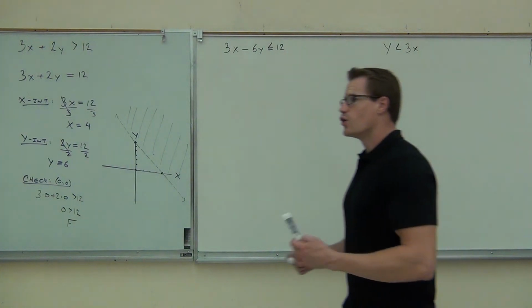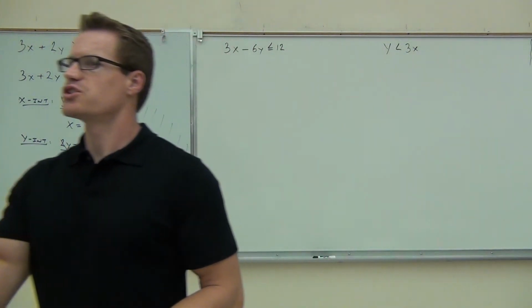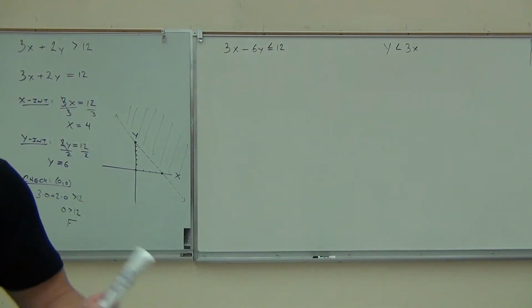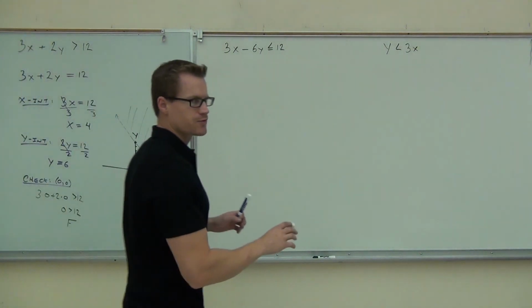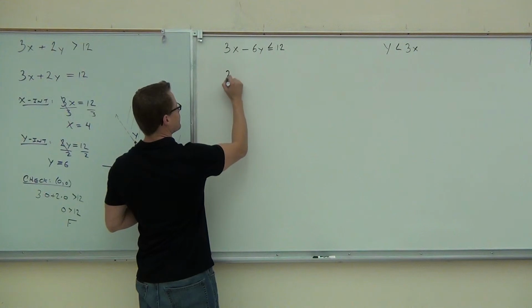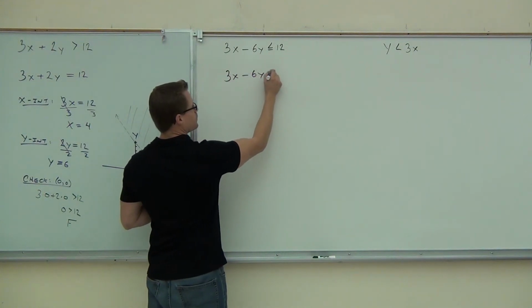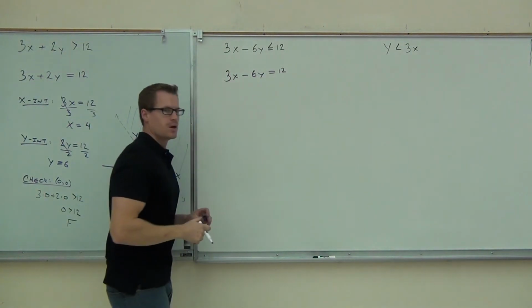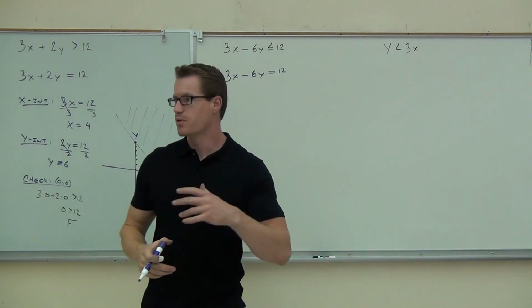Okay, so the first thing I hope you did was temporarily change that inequality into an equal sign. What that lets you do, only for one reason, is find X and Y intercepts. So we'll say 3x minus 6y equals 12 just for a second. We'll cover up some appropriate things to find the appropriate intercepts here.